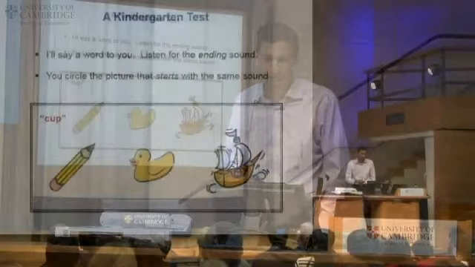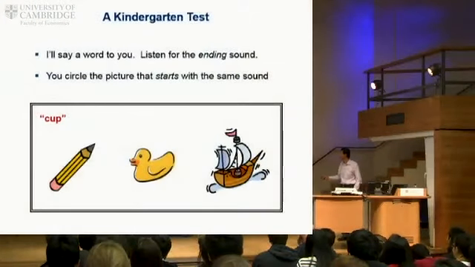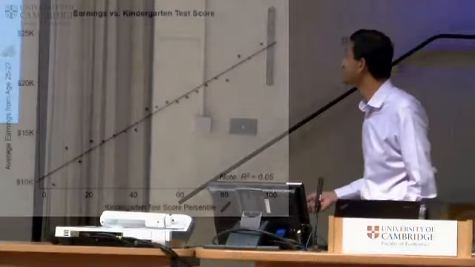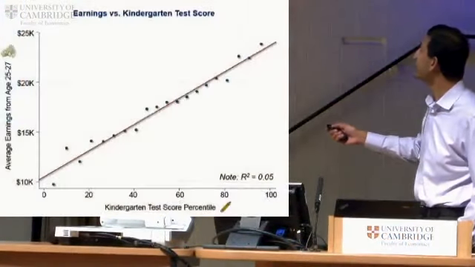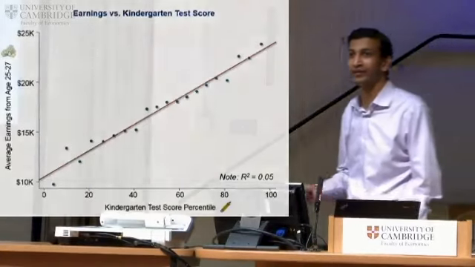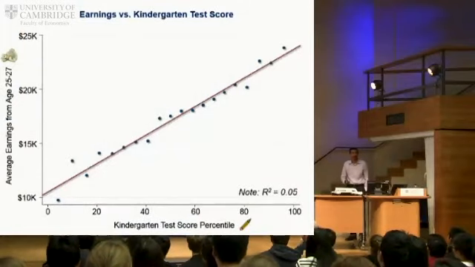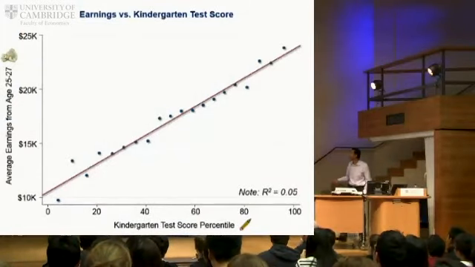And the question we asked as researchers in this paper is, how did the kid who unfortunately said duck instead of pencil, how's he doing 20 years later when we see his earnings in the tax data? And here's your earnings versus your kindergarten test score. The x-axis here is your kindergarten test score percentile, and the y-axis is your average earnings between the ages of 25 and 27.